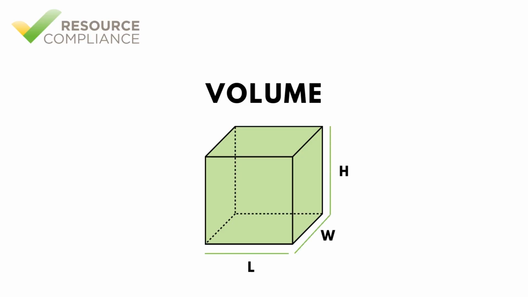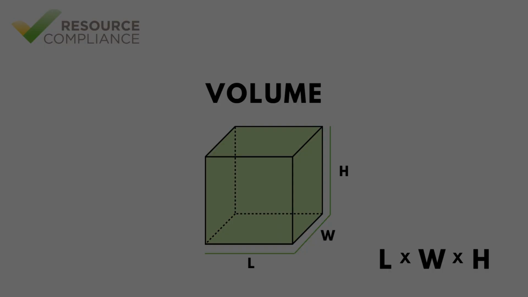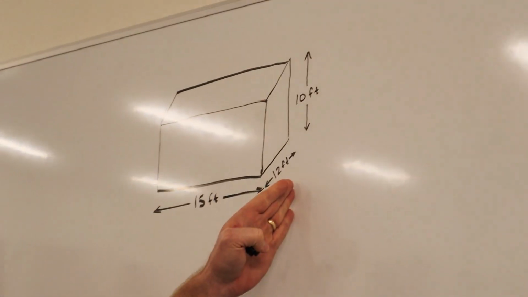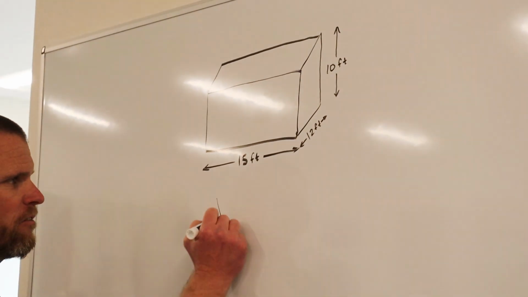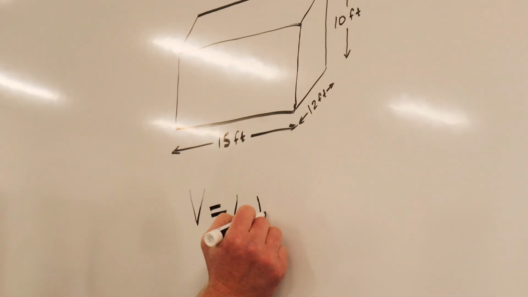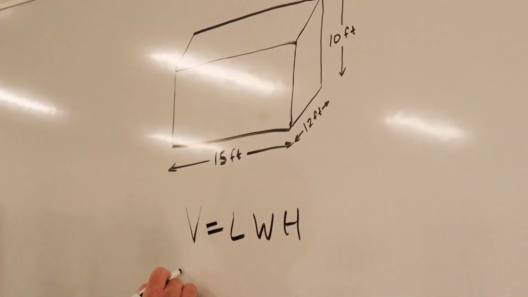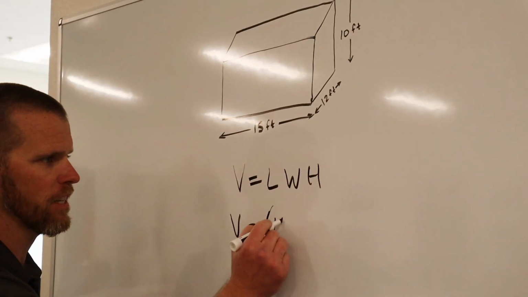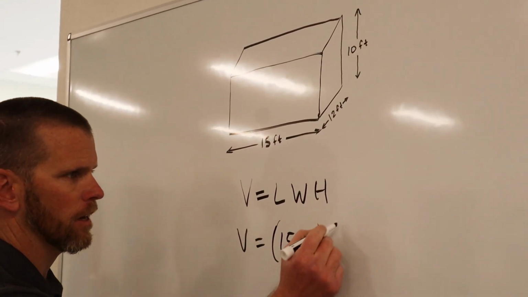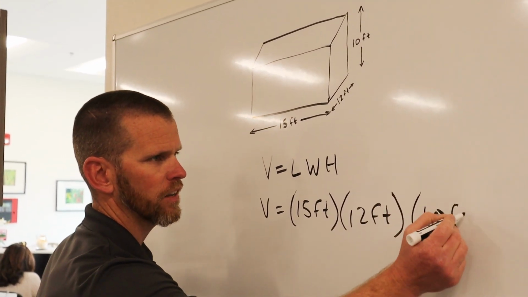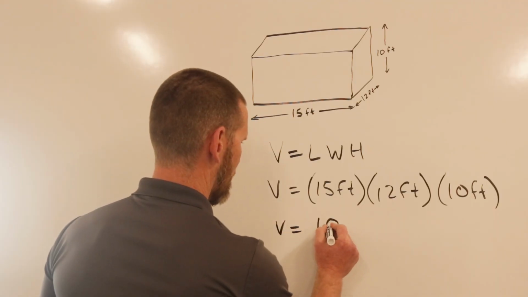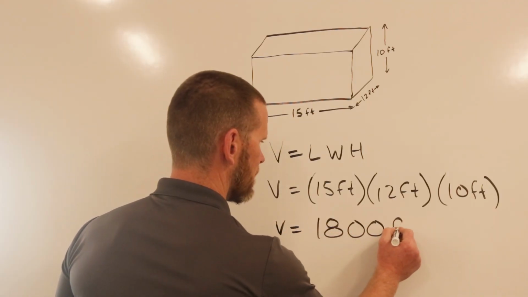To calculate the volume of a rectangular prism, simply multiply the length by the width and by the height. Okay, let's say we have a room that has the dimensions of 15 feet long by 12 feet wide by 10 feet high. Calculating the volume of that room, we apply our equation: V equals length times width times height. And we simply have to plug our numbers in. So 15 feet times 12 feet times 10 feet. It's 1,800 cubic feet.